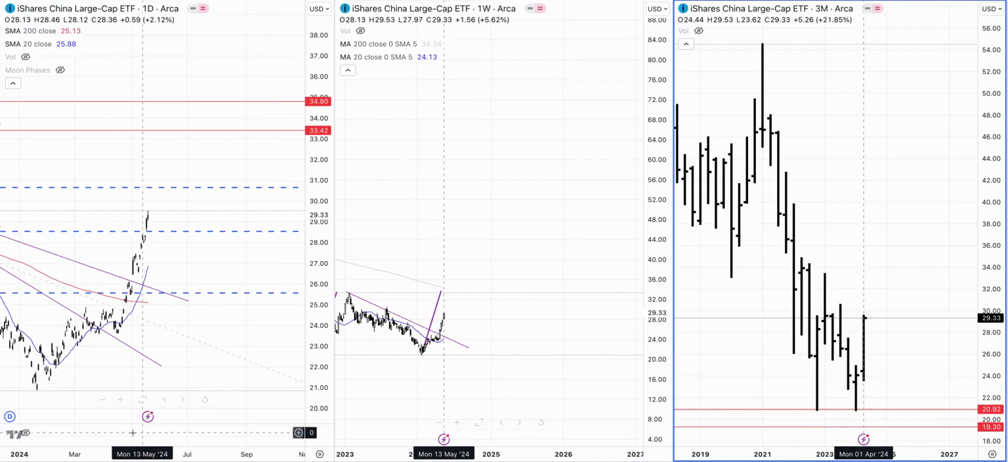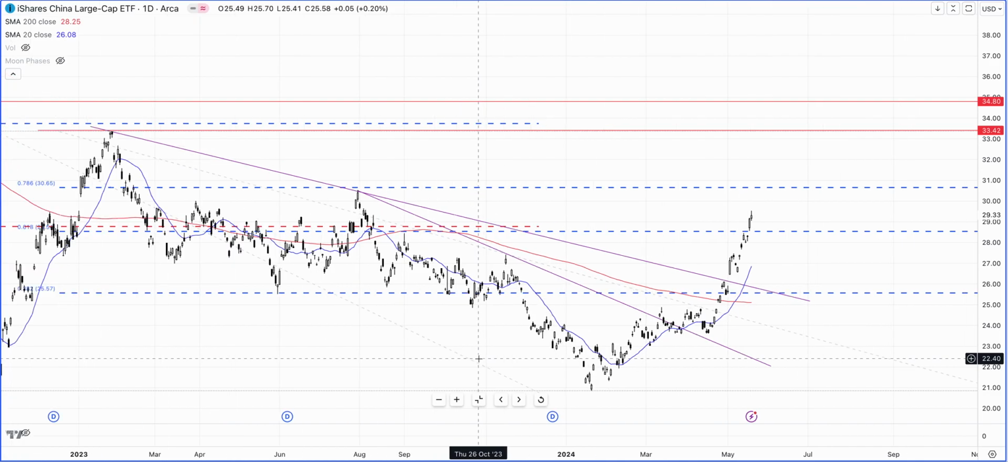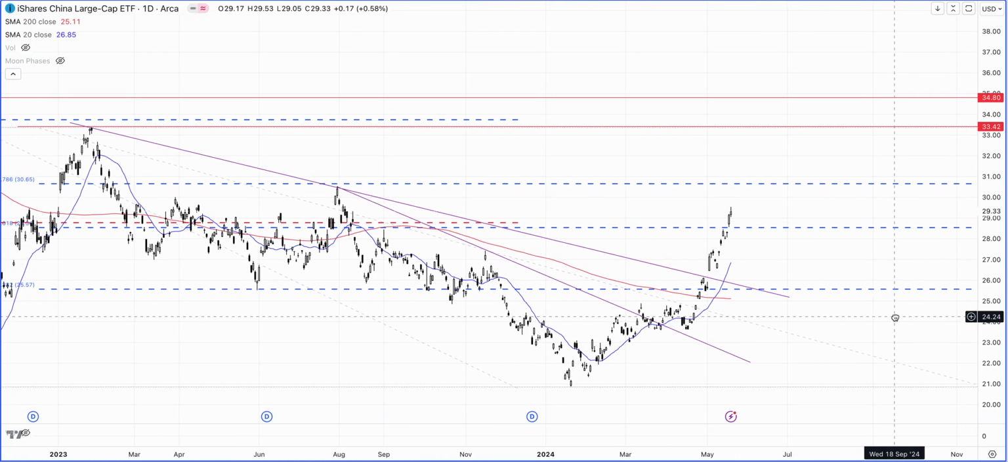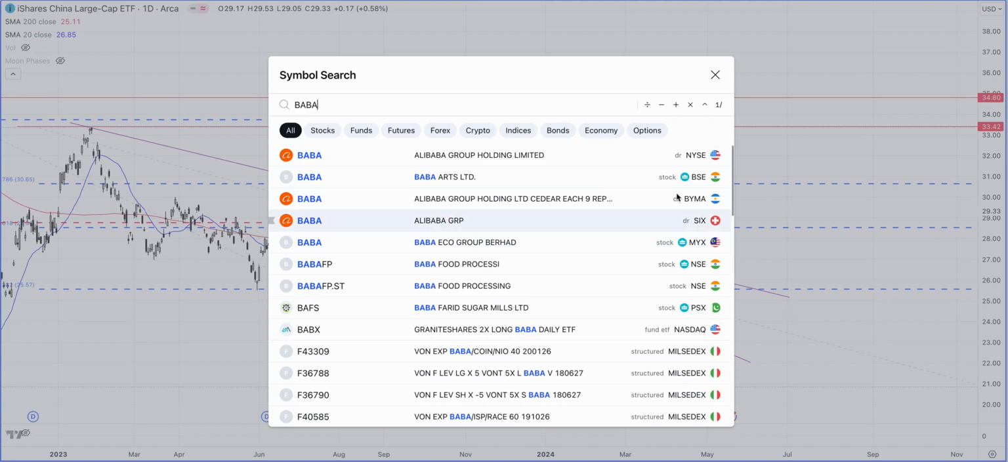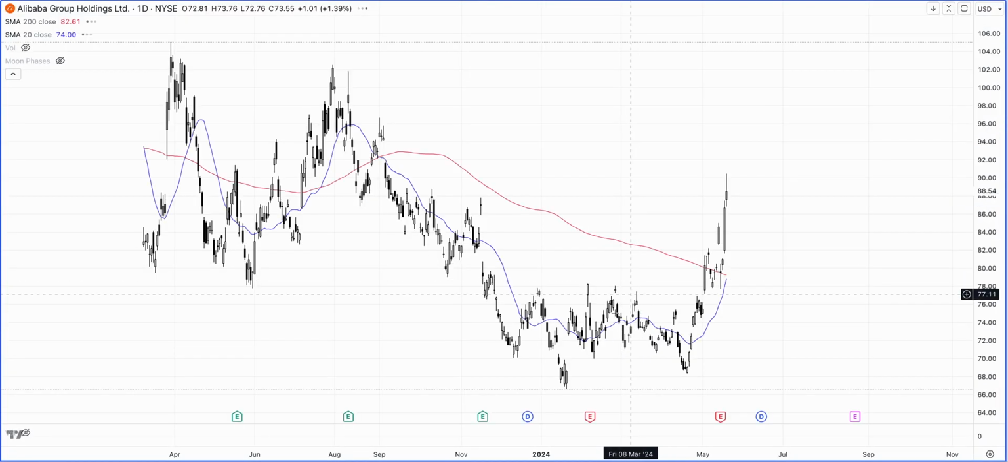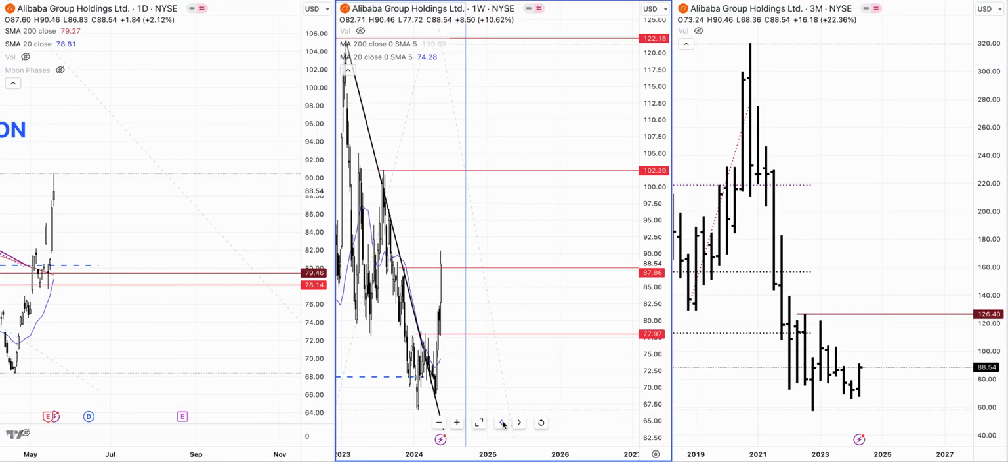We can also take a look at some of these bigger name Chinese stocks, which might also be listed on the Hong Kong exchange, but they are also ADRs on the New York Stock Exchange. So if we just take a look at BABA, for example, and I've done a video about BABA, I'll just quickly move over to the weekly chart. It's a little bit easier to see.